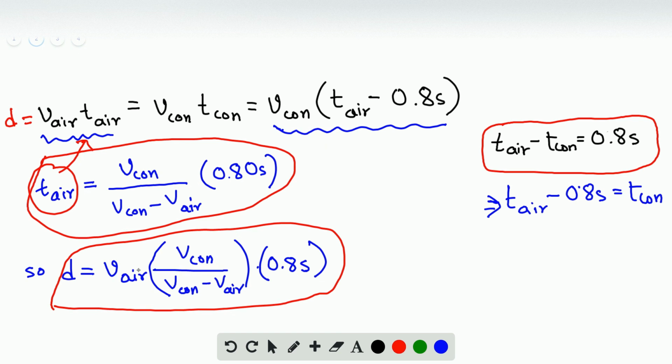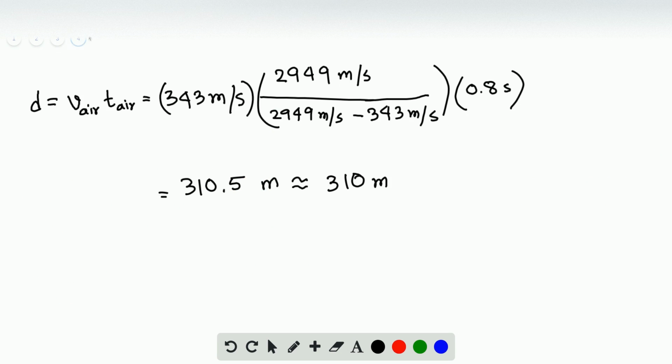Again, this is the expression that we want. Now we know the velocity in concrete, and we always knew the velocity in air. If we plug in all the numbers here, this is the velocity of sound in concrete and this is the velocity of sound in air, and we get a huge expression, and the result is about 310.5 meters, which is approximated as 310 meters.